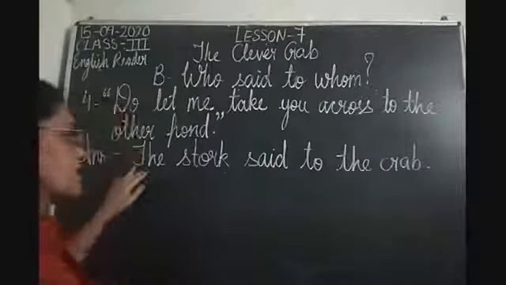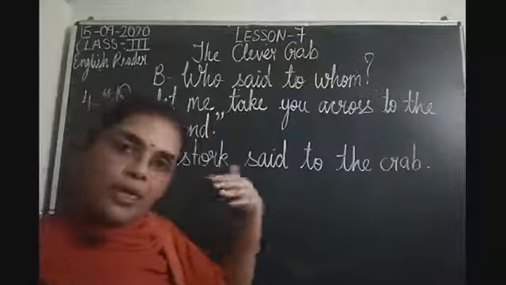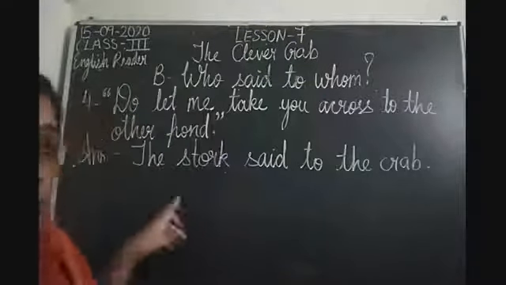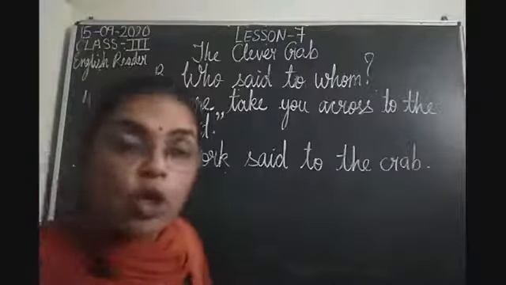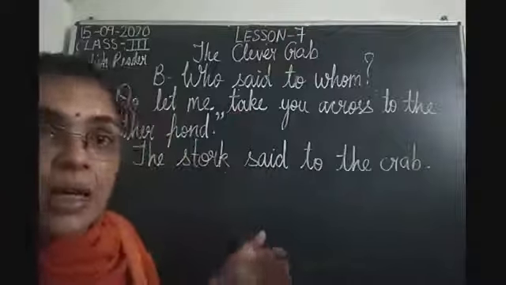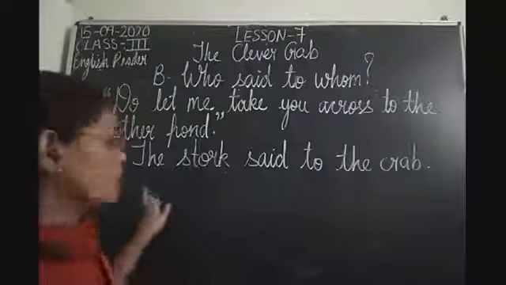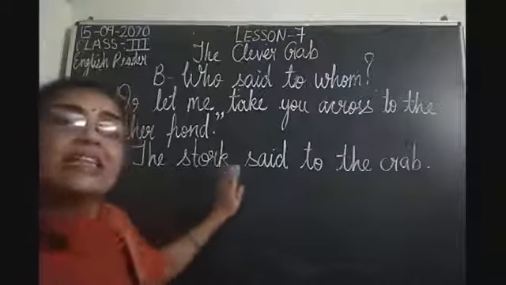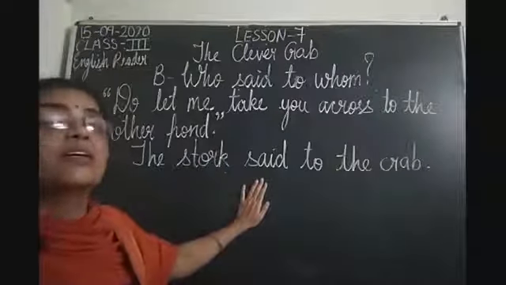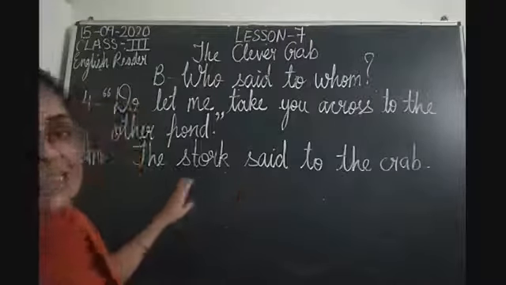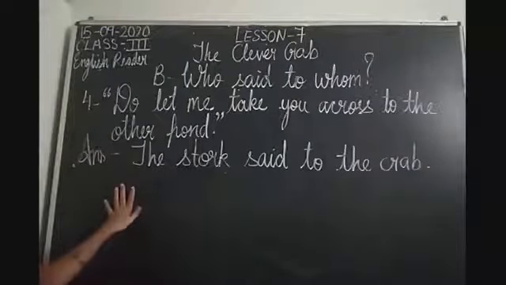The stork said to the crab when he had taken all the fish, he had eaten the fish on the way only, and now he wanted to eat the crab also. So he said that all your friends are waiting on the other side, and today I too shall leave. Now do let me take you across the pond. Who said this? The stork said to the crab.